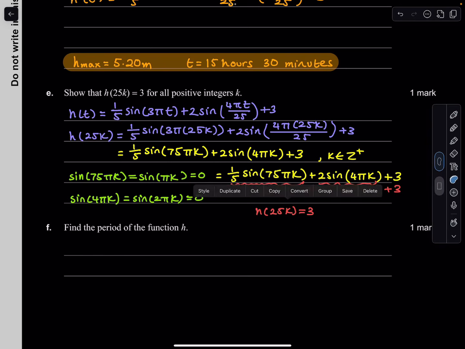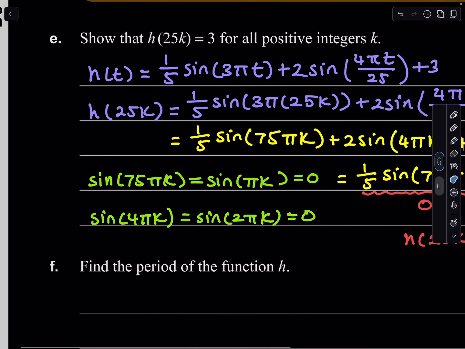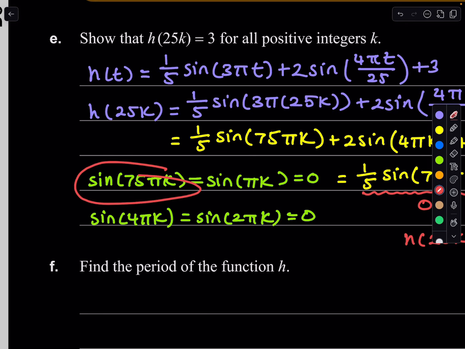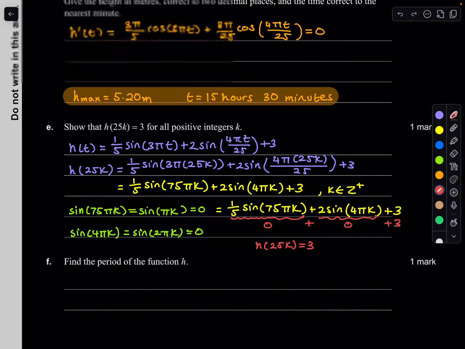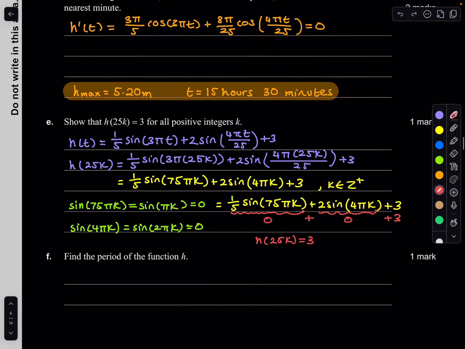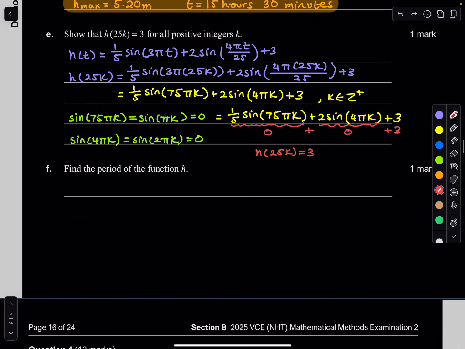It's not hard, but it's so hard to explain the periodicity. Does that make sense? Because for example, just sub in your calculator. If you put k equals 1 into this, it'll be 7 pi k, which is of course 0. Sub in 2, 0. Sub in 3, it's always going to be 0. Does that make sense? So that's how I would have approached that question. Find the period of the function h.